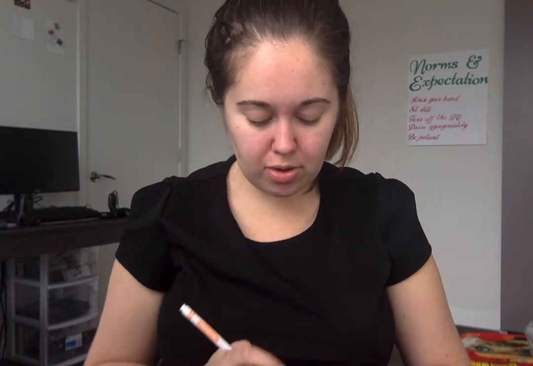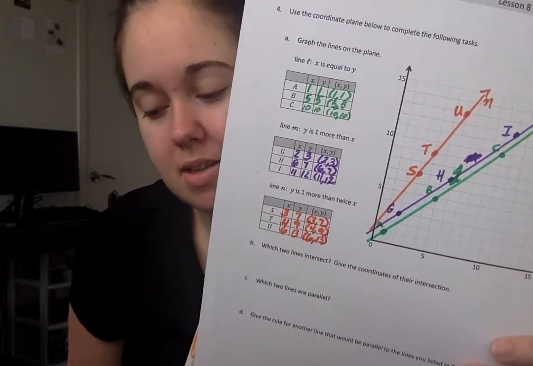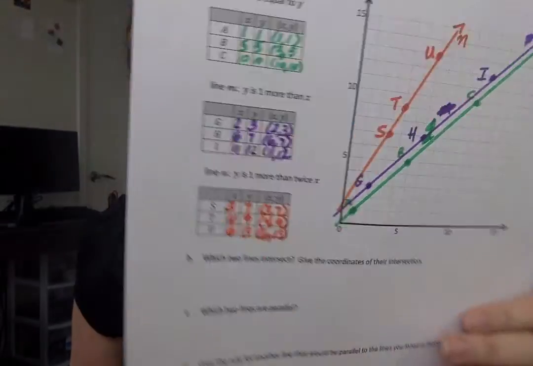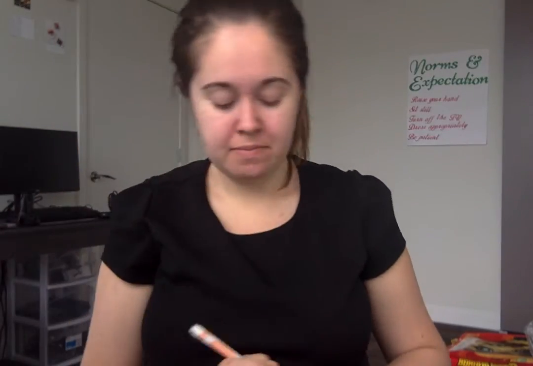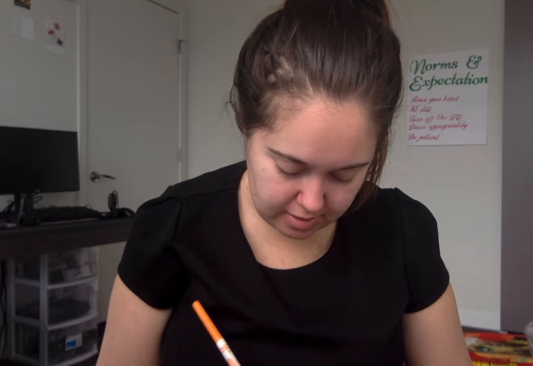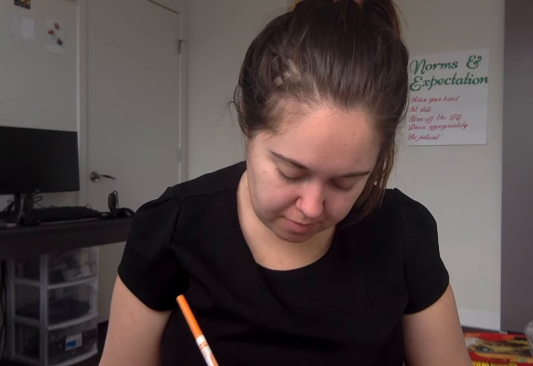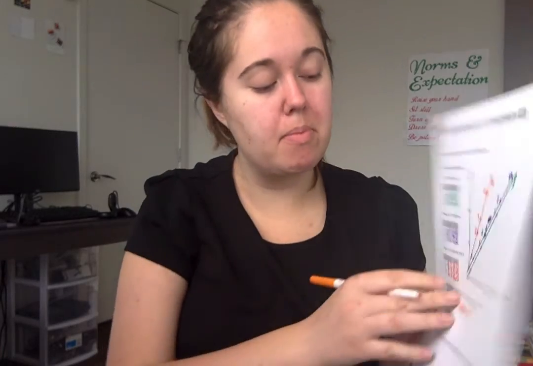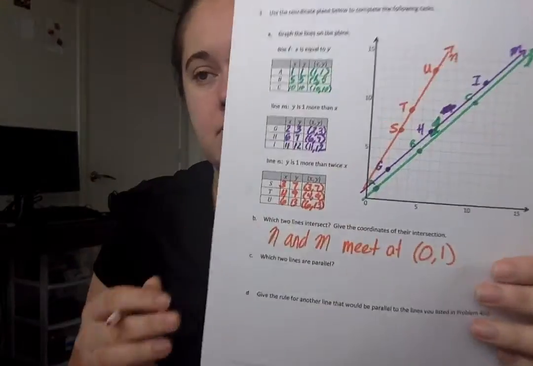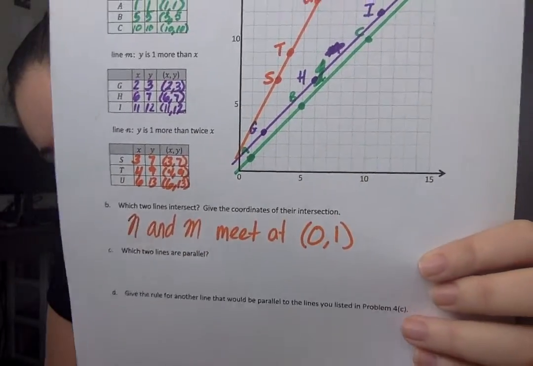So, which 2 lines intersect? Give the coordinates of their intersection. So, intersection, of course, is when they meet. And if I look at that, N and M look like they meet. So I'm going to write N and M meet at, but where do they meet? They meet right here, which was, well, x is 0 and y is 1. I guess I probably should have said intersect at 0, 1.